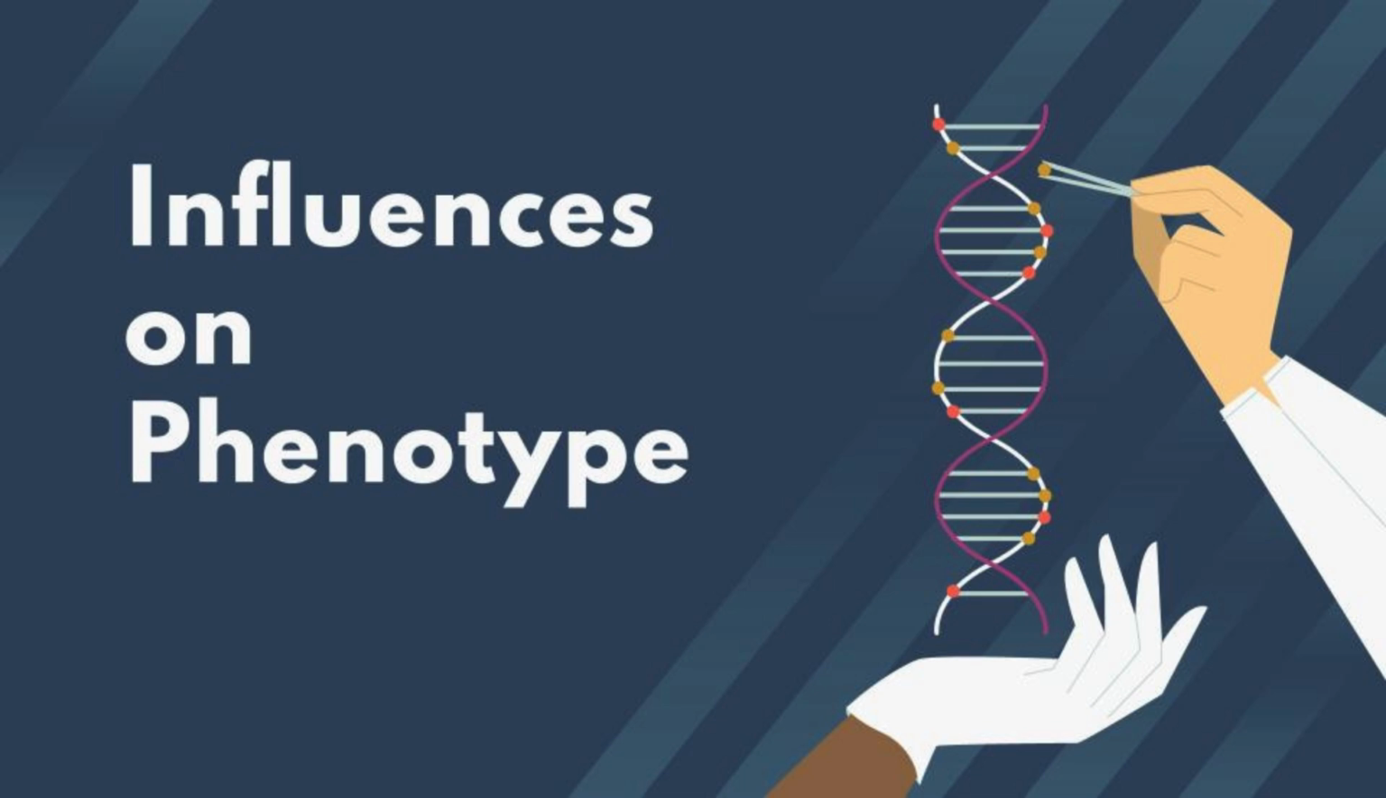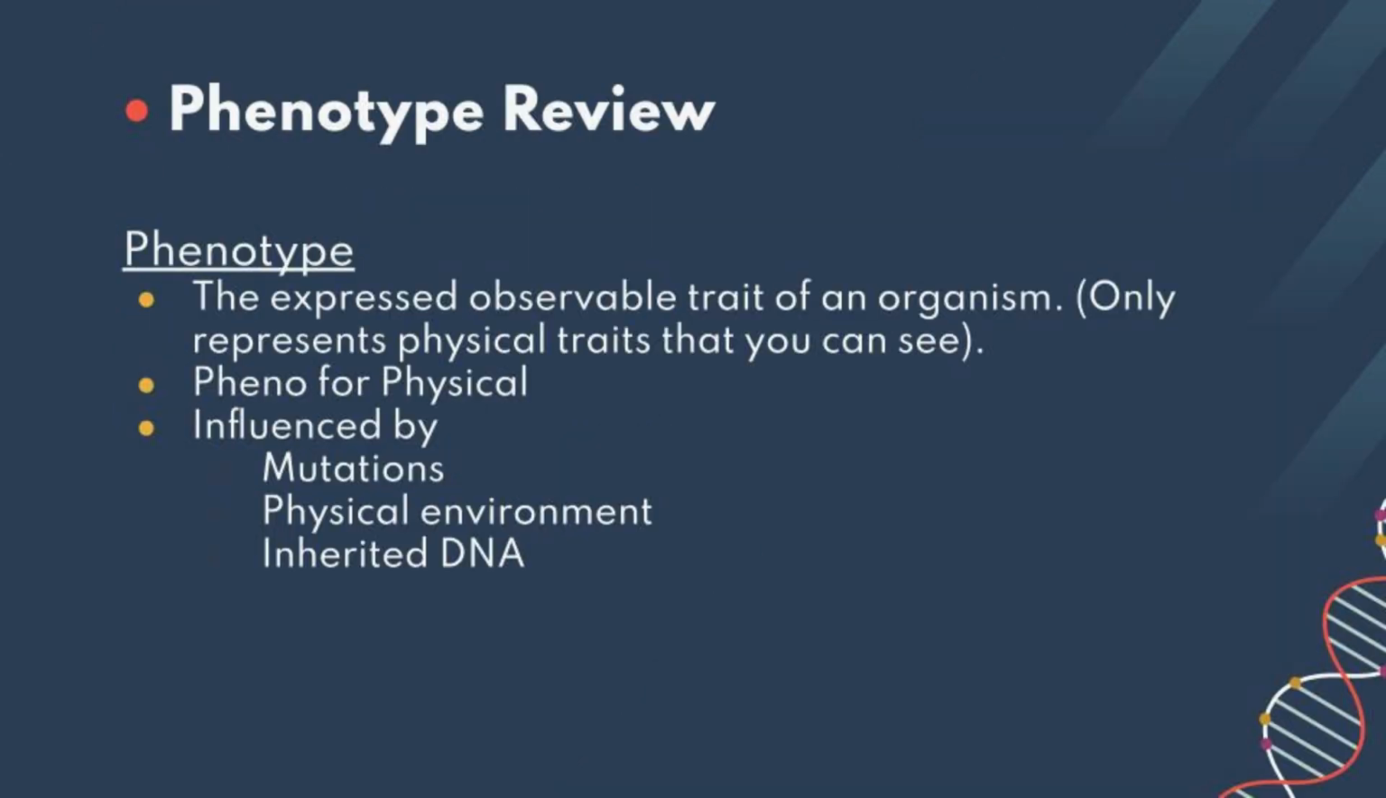We're going to be talking about influences on phenotype. So remember, phenotype is our expressed observable trait. This is physical traits that we can see, or just the physical expressions of the traits. So pheno for physical, it's influenced by mutations, physical environment, and your inherited DNA.